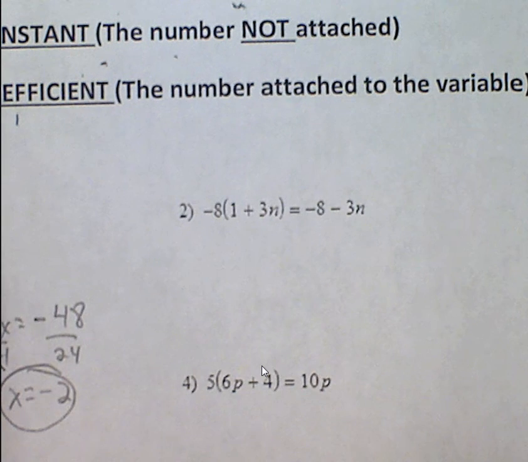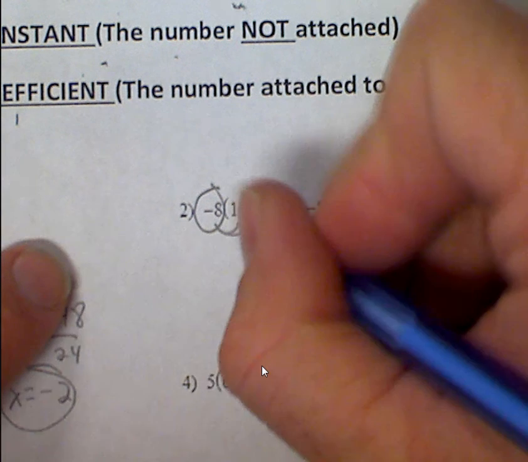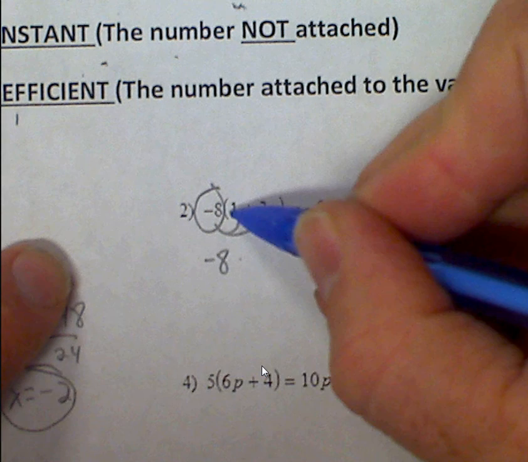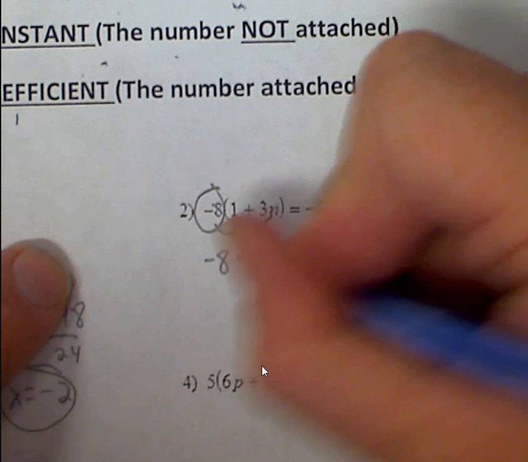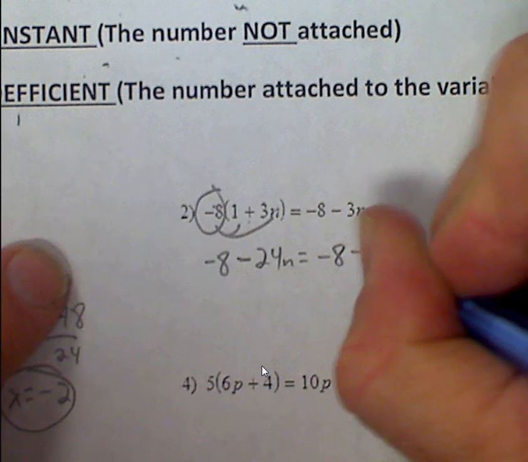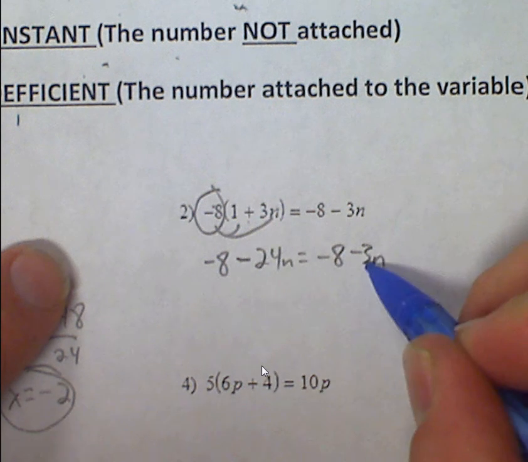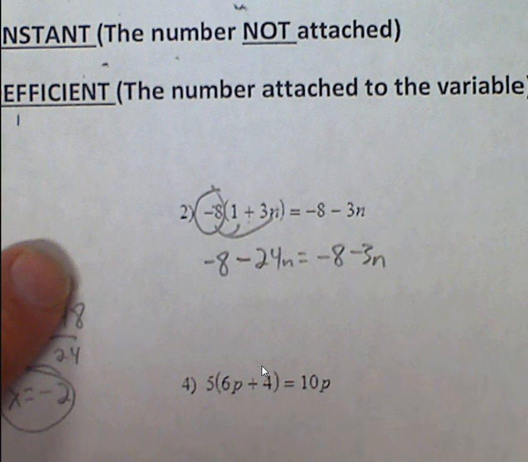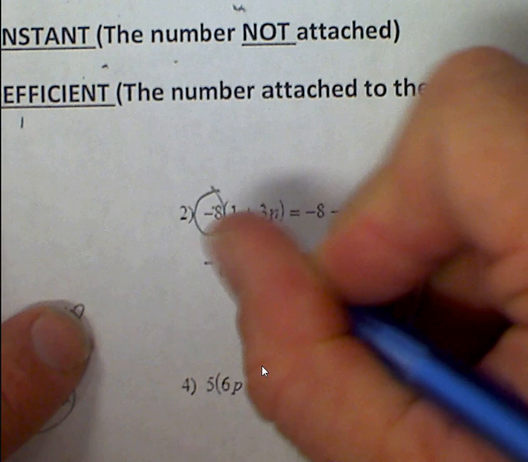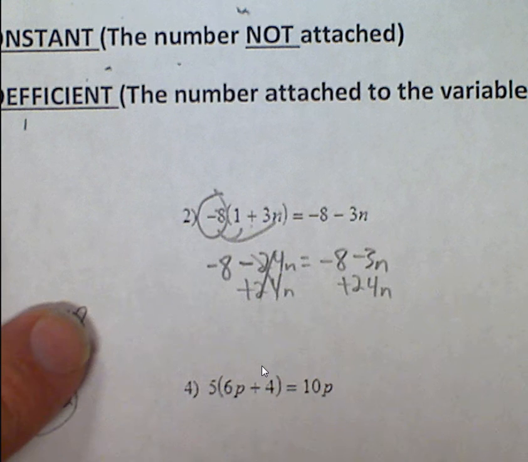Let's go ahead with number 2. I'm going to go ahead and distribute negative 8. Negative 8 times 1, negative 8. I could always put my plus sign down, but I like to just say negative 8 times 3n is negative 24n equals negative 8 minus 3n. I need to get my variables to the same side. I could either bring my 3n over or I could bring my 24n over. It does not matter. Let's bring the 24n over, because I will have a positive number. It doesn't matter.